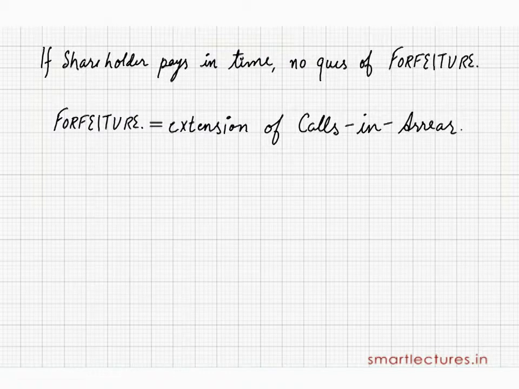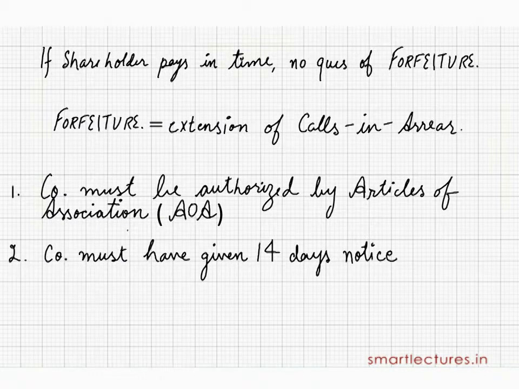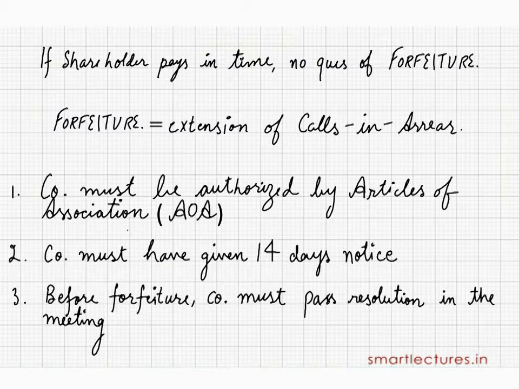For the company to cancel the shares of any shareholder, you must keep in mind the following points. Number one, the company must be authorized by the Articles of Association of the company, and the company must have given 14-day notice to the shareholder. If the shareholder fails to pay money within 40 days after notice, then the company has the right to cancel the shares. I mean to say, to forfeit the shares. And before the forfeiture of shares, the company must pass the resolution in the meeting.